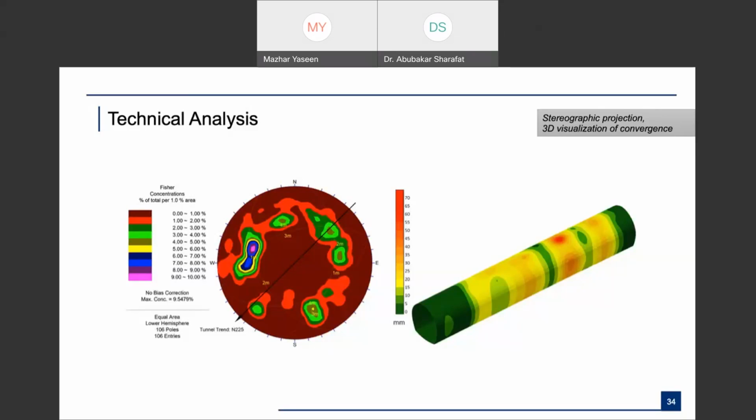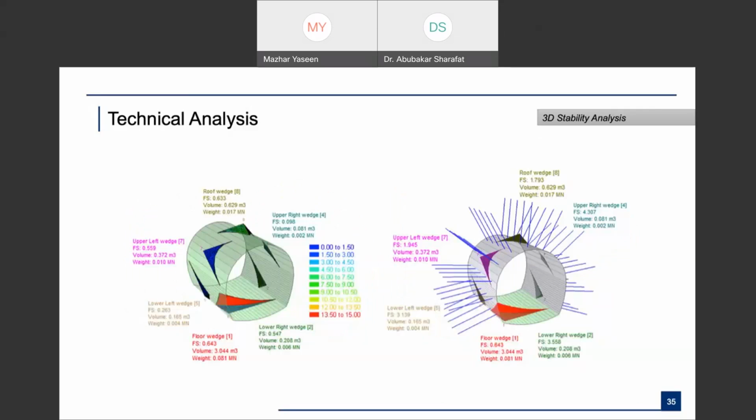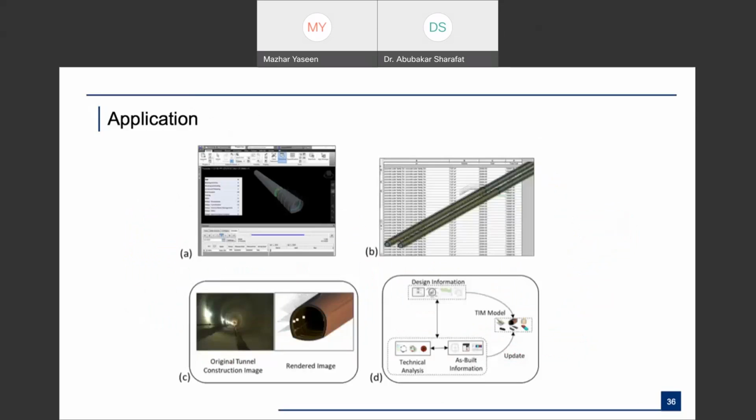But if you are given all this data coming through manual data, it's very hard to visualize. You have to go through every data point, compare, and come back. Or maybe you can develop 2D graphs, but this gives you better visualization of how much convergence you are going to have. And then there are several other stability and technical analyses. You have to incorporate all these things.